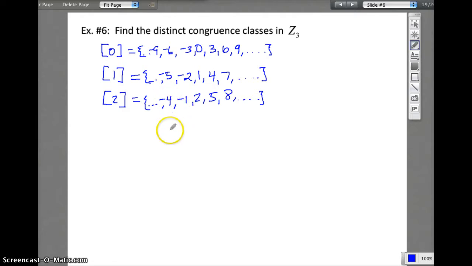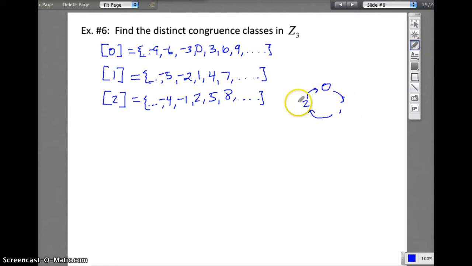So this is the idea of a congruence class, in this case mod 3. A lot of times I think about it like this: we've got 0, and then 1, and then 2, and then when we get to 3, we're back to 0, and 4, and 5, and then 6, and 7, and 8. We just keep going around.